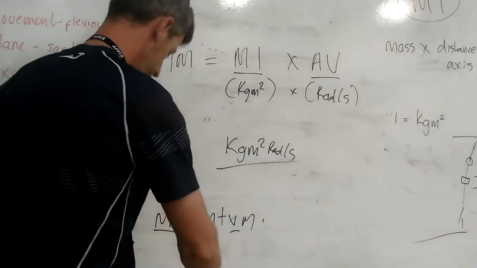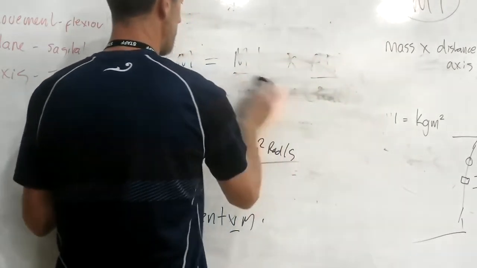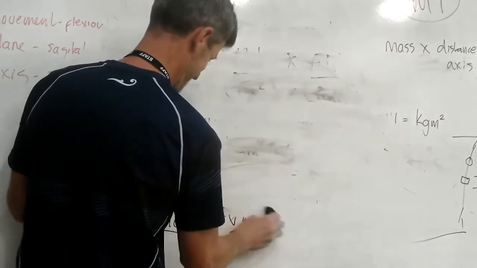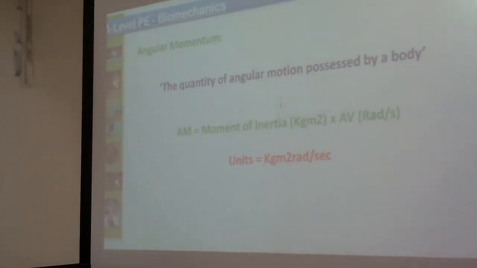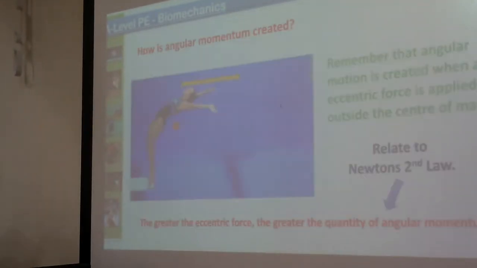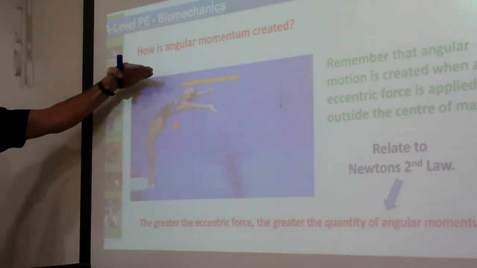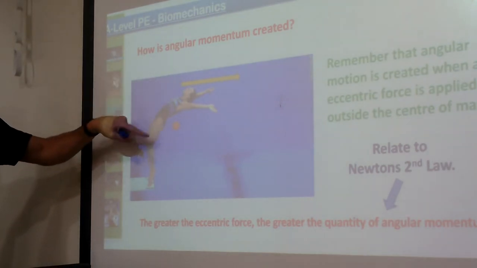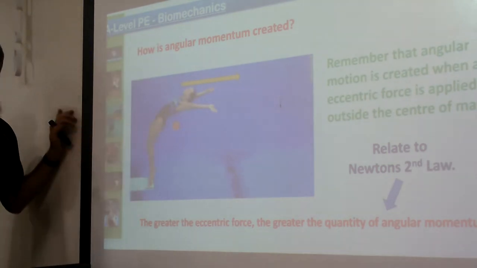Without trying to understand that definition too much at the moment, because it's a little bit much to take in, we're going to have a look at a video, or a few videos. Oh, I just left that out. By the way, look at that. This is what we're talking about, how angular motion is created. Don't forget, you've got an eccentric force that acts about the centre of mass, not through the centre of mass, and therefore creates a rotation around that centre of mass.